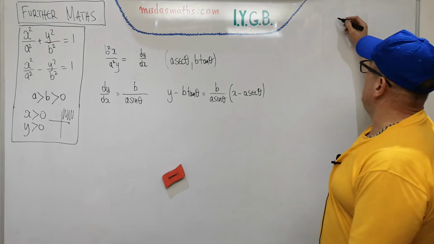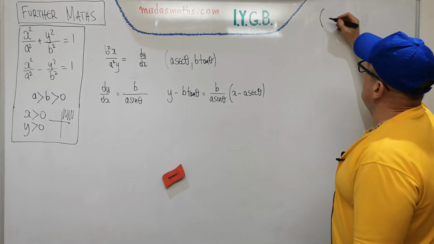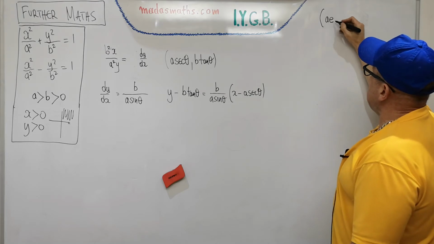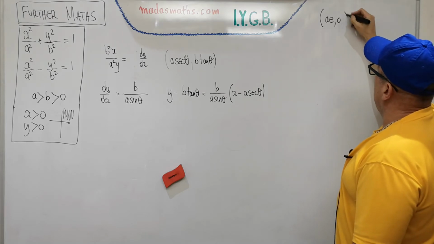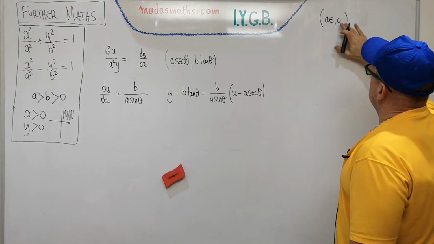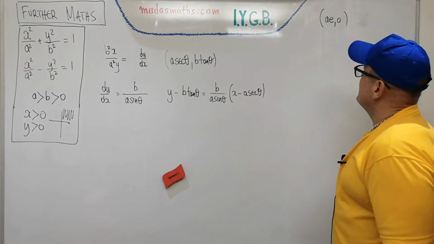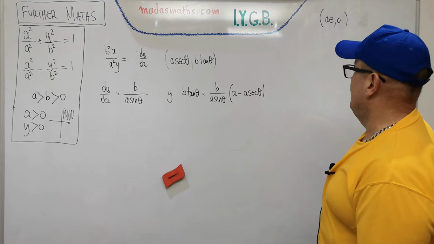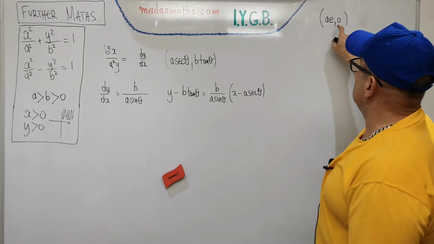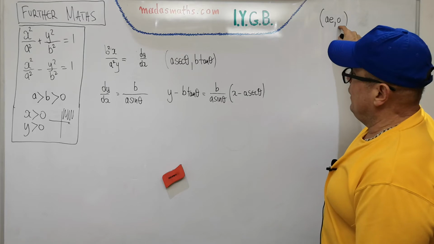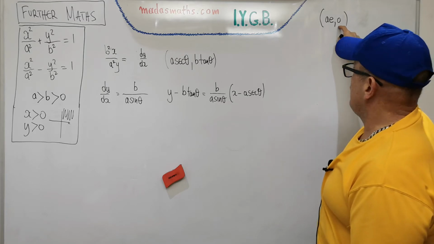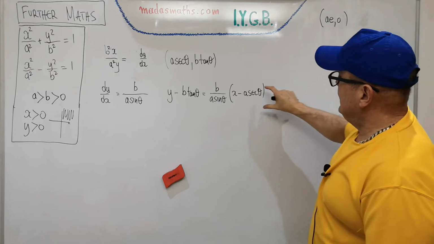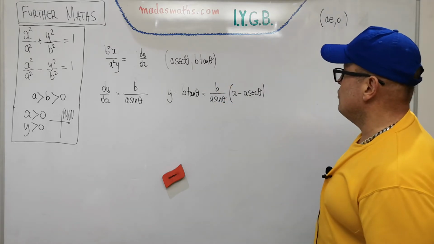What's the focus of the ellipse? The focus of the ellipse in general form, if it's in standard form, is going to be (ae, 0), where of course e is not an exponential e, it's clearly the eccentricity of the ellipse. Okay, so if it's passing through this point, that has y equal to 0, so I can get the x coordinate in terms of some kind of trig.